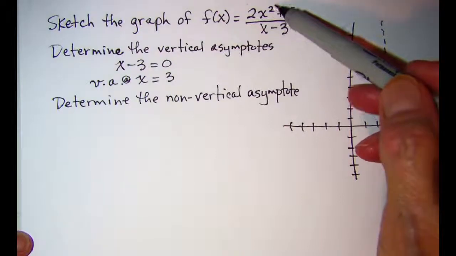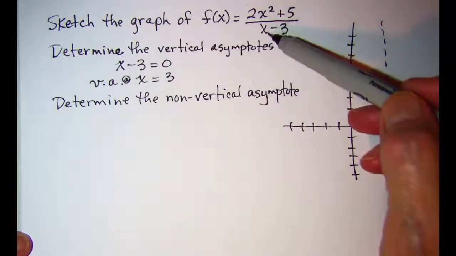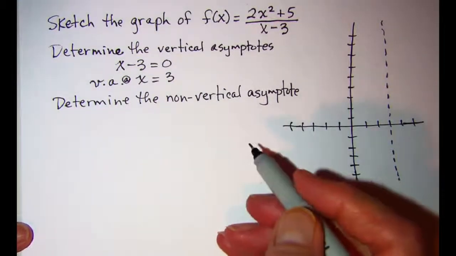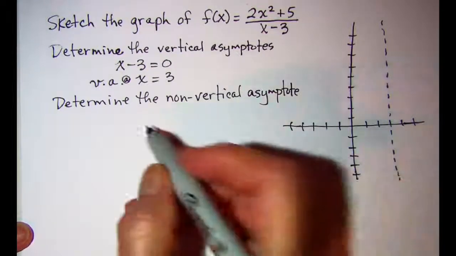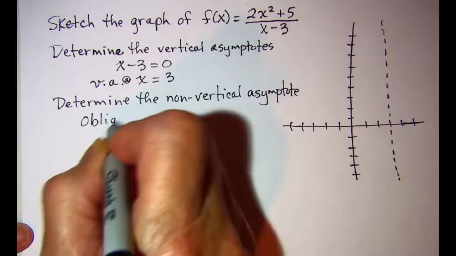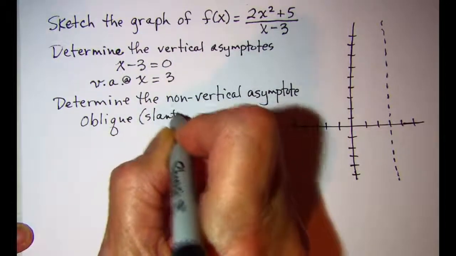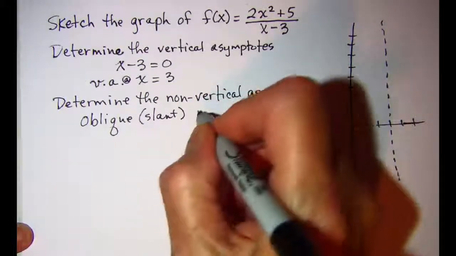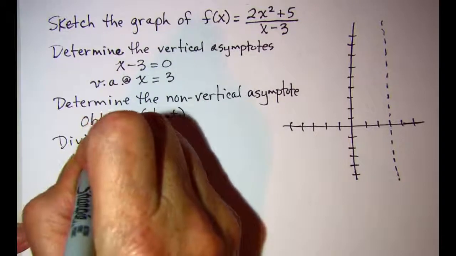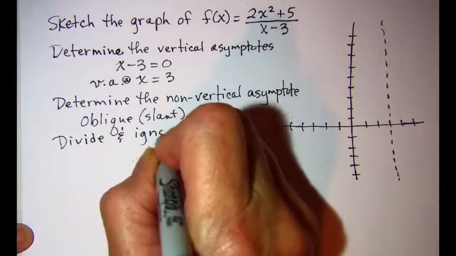You can see that the degree of the numerator is larger than the degree of the denominator. So that means we're going to have an oblique asymptote, and we find the equation by dividing. This is sometimes called a slant asymptote. And we're going to ignore the remainder.